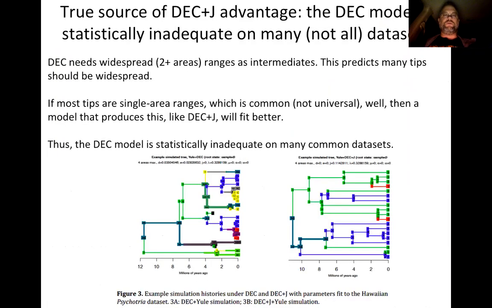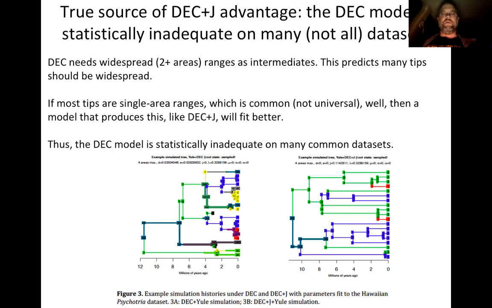All right. The true source of the DEC+J advantage is not this claim that's made in the critique about exploiting time independence of cladogenesis. The true reason is simply that the DEC model needs intermediate states. To explain single-area ranges, the DEC model has to postulate ancestors living in multiple areas. And so any simulation you do on inferred DEC parameters will have a bunch of ancestors living in multiple areas. And when you have that, you're going to have a bunch of tips living in multiple areas if that simulation is the process that's running.